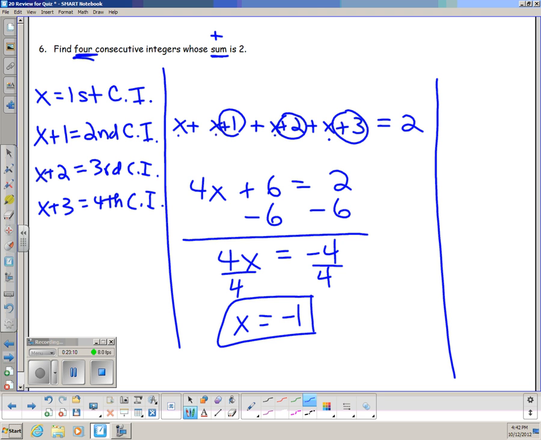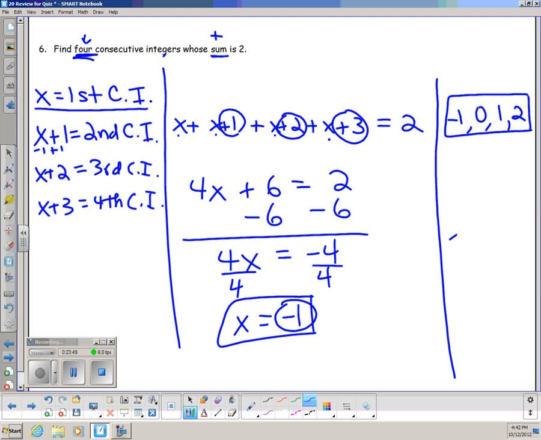Now, the third column is reserved for the answer. That says find 4 integers. I need 4 answers. Well, my first consecutive integer is negative 1, because in my setup column, I said x was the first one. Now, my second one is the next one up, which is negative 1 plus 1, which is 0. My next one from there would be negative 1 plus 2, or just 1. At this point, you can count. And the next one would be 2. And there are my 4 consecutive integers whose sum is 2.